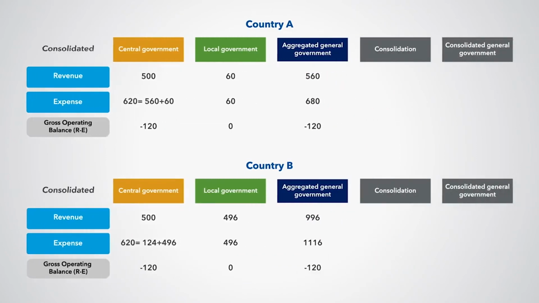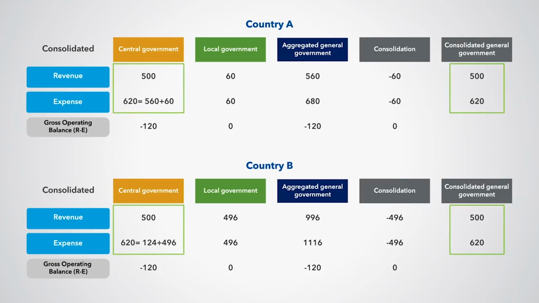Now, let's consolidate the general government numbers by eliminating the central government expense for the transfers to local governments, as well as the local government's revenue from these transfers. Now both countries have the same aggregates for revenue and expense at the general government level. The main impact of consolidation is on the magnitude of the aggregates, in this case revenue and expense.